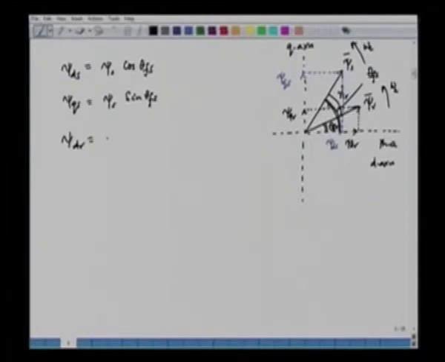In a similar fashion we can find out what psi dr is. Psi dr is psi r into cos of theta fr. The projection of the rotor flux along the D axis is psi dr, psi r cos of theta fr, and psi qr is equal to psi r sine of theta fr. So, these are the four fluxes that I can write down in terms of the magnitude of the flux and the angle of the flux with respect to the stationary phase A axis.